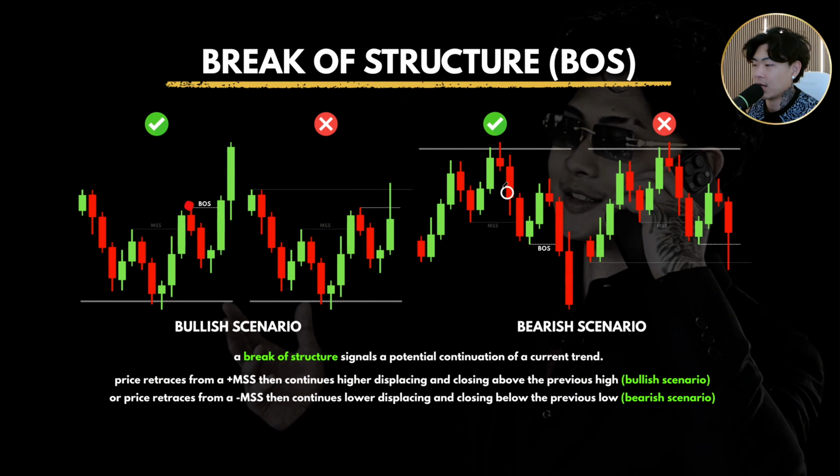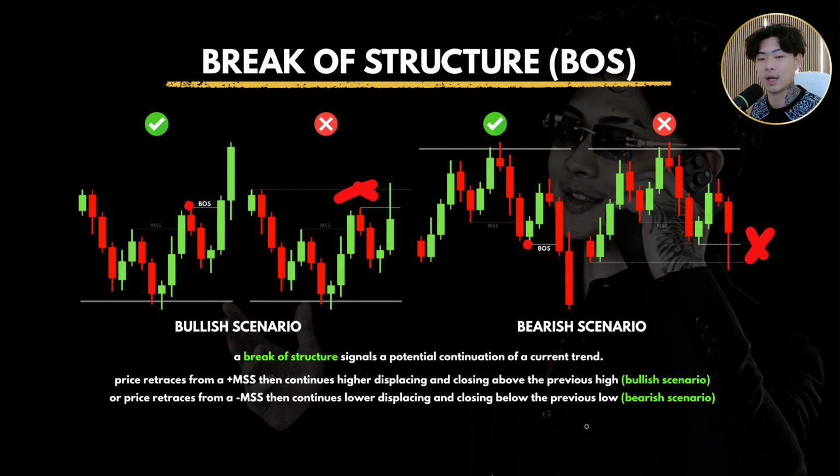And then on the bearish side, you can see we had that market structure shift, retraced, boom, and then we had that break of structure right there, closed and displaced below that swing low. You can see here, we did not have the break of structure because the trend didn't displace and close. And same here, we did not displace and close above this high. Therefore, the trend is not signaling that it wants to continue.